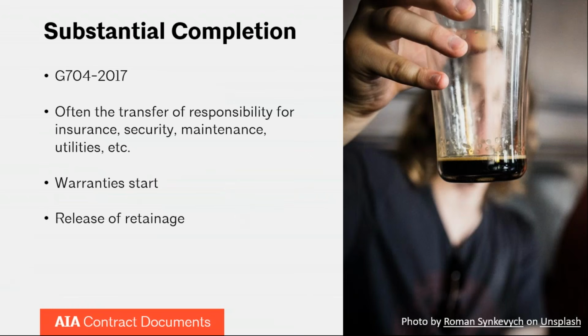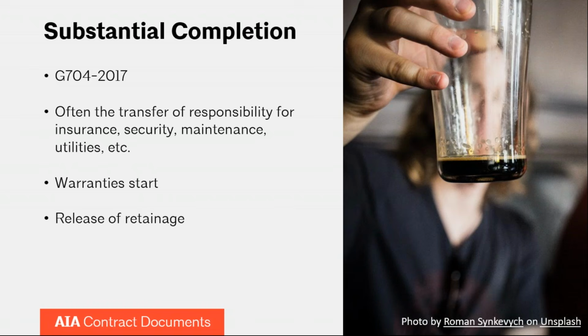Substantial completion, if you don't already know, is the stage in the progress of the work when the work or a designated portion thereof is sufficiently complete in accordance with the contract documents so that the owner can occupy or utilize the work for its intended purpose. If you're using one of our contracts to certify substantial completion, that would be the G704. That is a document that is completed by the architect and also contains signatures from the owner and contractor. And the importance of substantial completion cannot be understated.